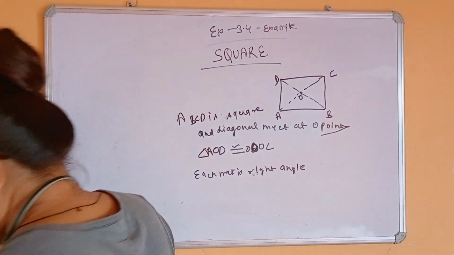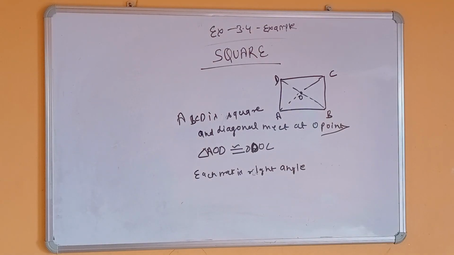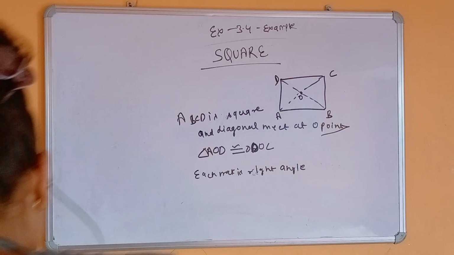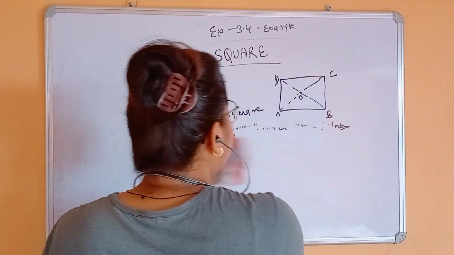So right now we understand the exercise. Now you understand the exercise. Which exercise? 4.3.